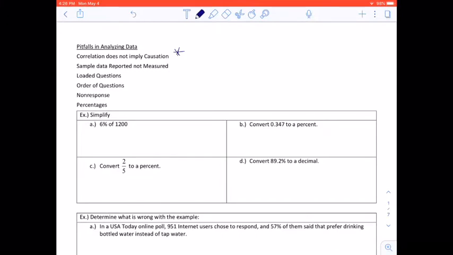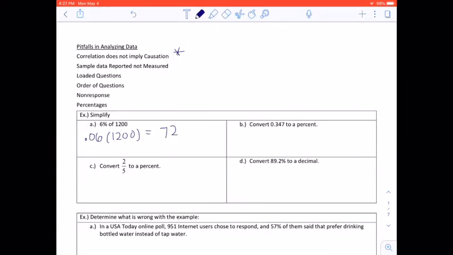Percentages is another big mistake. So there's 4 problems on here on percents. And the first one says 6% of 1,200. So we need to rewrite percentages as decimals before we can actually use our calculator to solve them. So rewriting this, we rewrite this as 0.06 of, which means times, 1,200. And this works out to being 72.